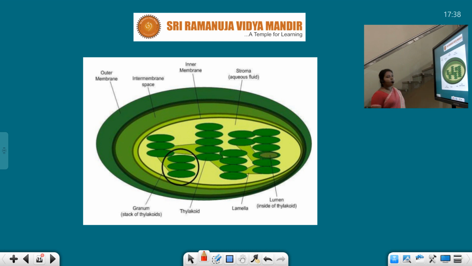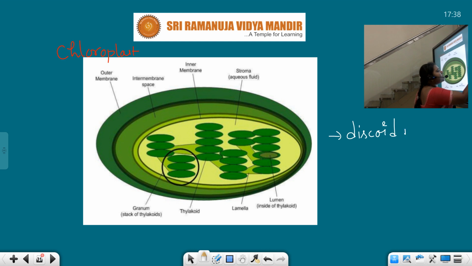organelle. What is its name? Chloroplast. This chloroplast is discoid in shape. Generally, nearly 100, more than 100 chloroplast organelles are present in the cell.